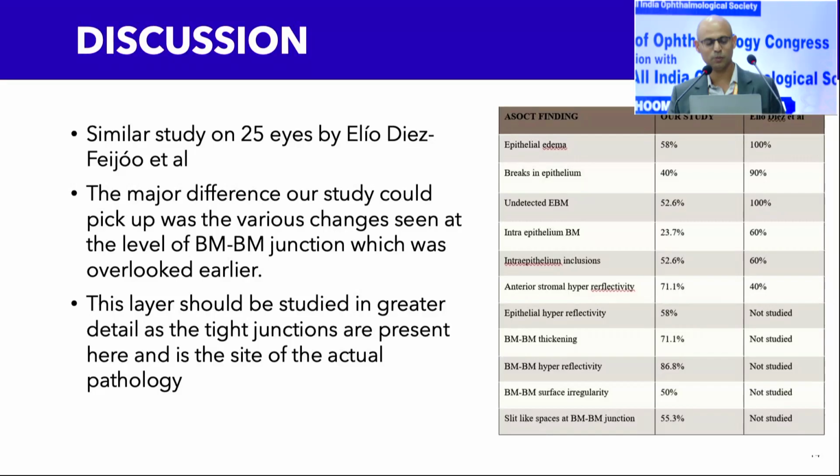And this layer should be studied in greater detail, as the tight junctions are present here, and this is the actual site of the pathology rather than just the epithelium. Epithelium is just secondary changes. So you can see the percentages in comparison to their study and ours, and these were the parameters which additionally we found in our study.